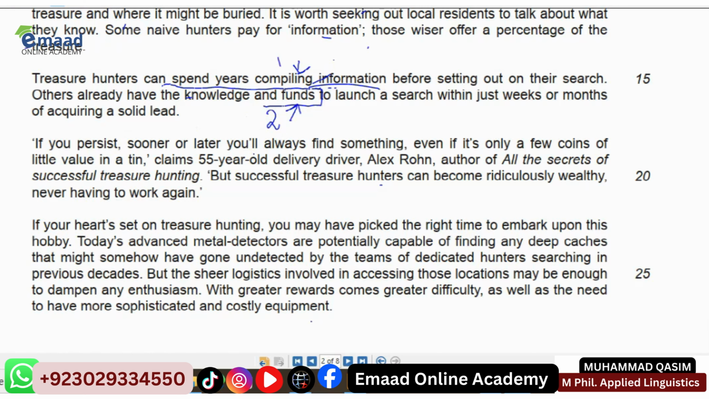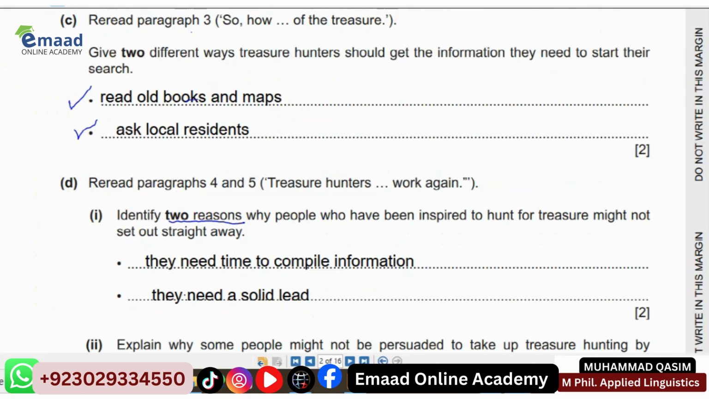If you persist, sooner or later you will always find something, even if it's only a few coins of little value in a tin, claims the 55-year-old author. But the successful treasure hunters can become ridiculously wealthy, never having to work again. Alright. So the two reasons we get are compiling information, and the other is to acquire wealth or funds. These are the two things that they need to start their journey. So they need time to compile information, they need a solid lead, or the funds you can add up here. They need proper funds.